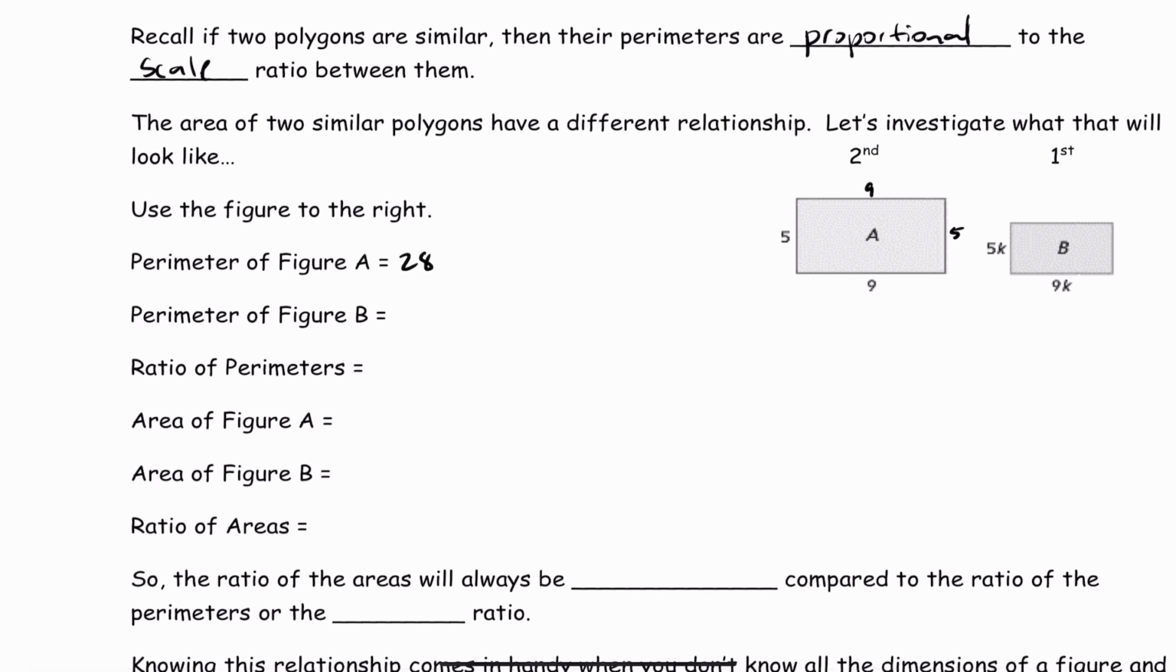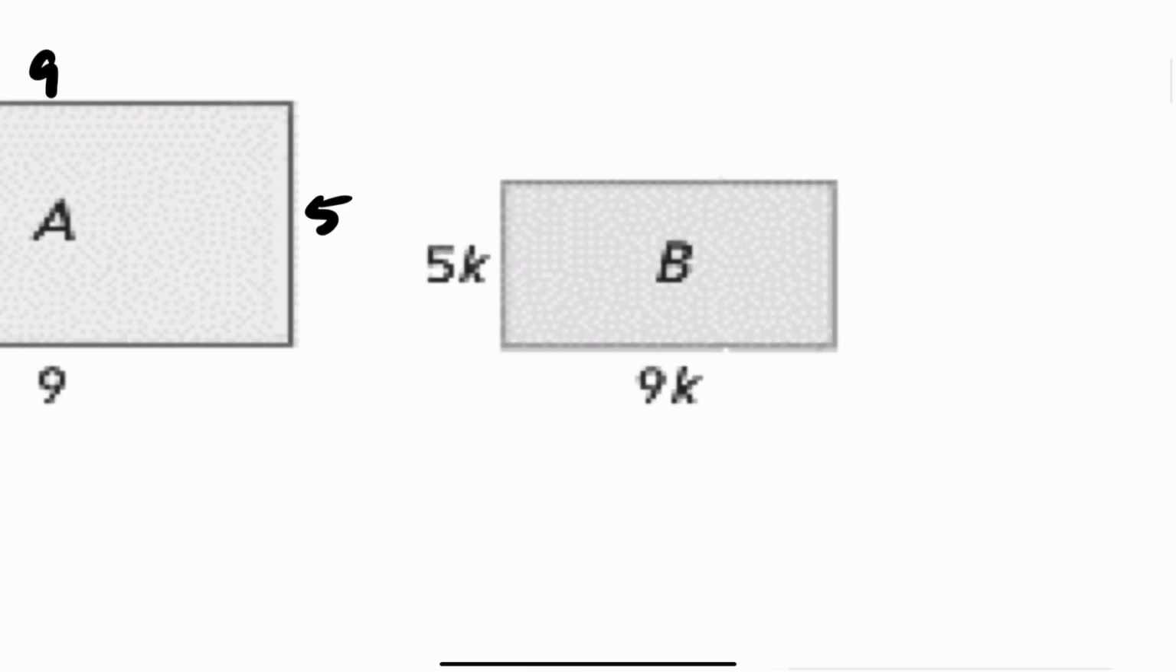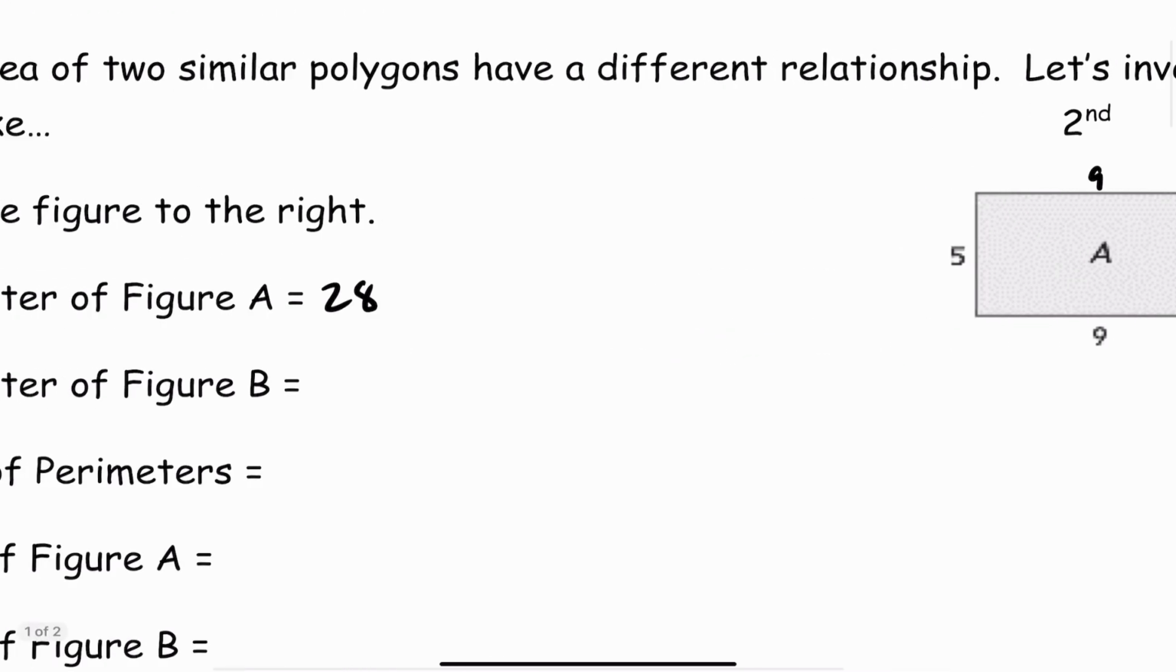Okay? And then to find the perimeter of figure B, the first thing that we are going to do is label the missing sides. So if this side here is 9K, then this side must be 9K. And if this side here is 5K, then this side must be 5K. So 9K plus 9K plus 5K plus 5K. How many Ks are there? 28 Ks, or we can just say 28K.